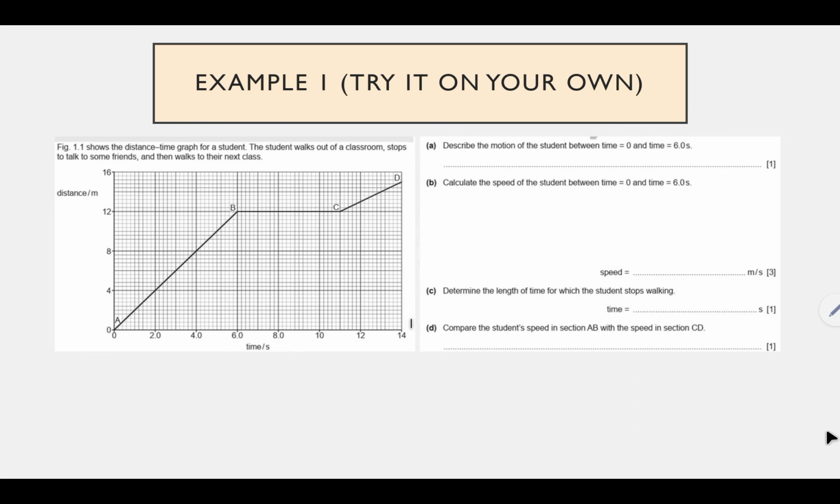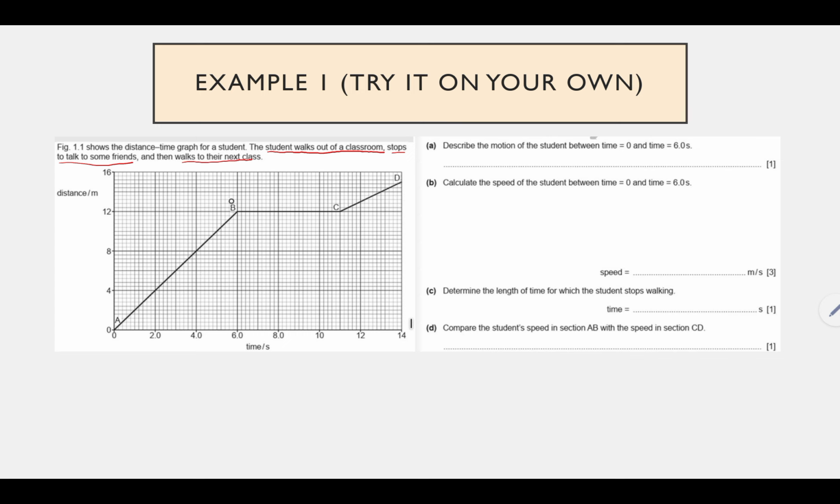Here's a question. Here I have a graph of a student walking out of the classroom, stops to talk to some friends, and then walks to their next class. Describe the motion of the student between time 0 and time 6. I have 3 things that happen that they're trying to explain to me in the graph. The student walks out of the classroom, stops to talk to some friends, walks to the next class. So we have 3 parts.